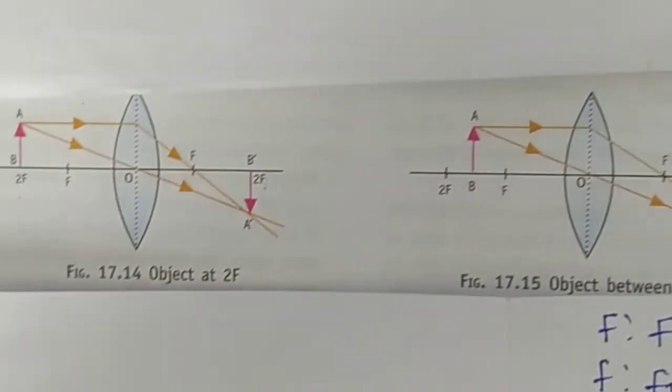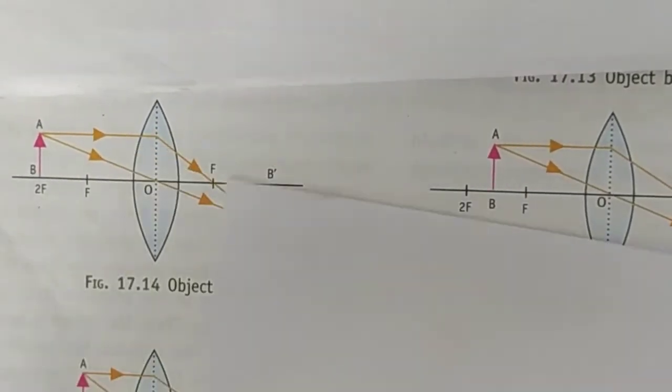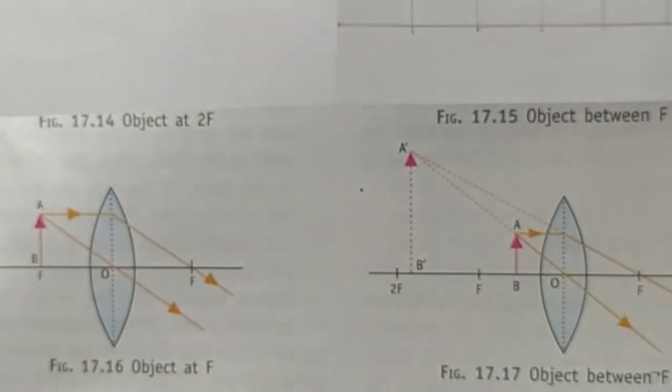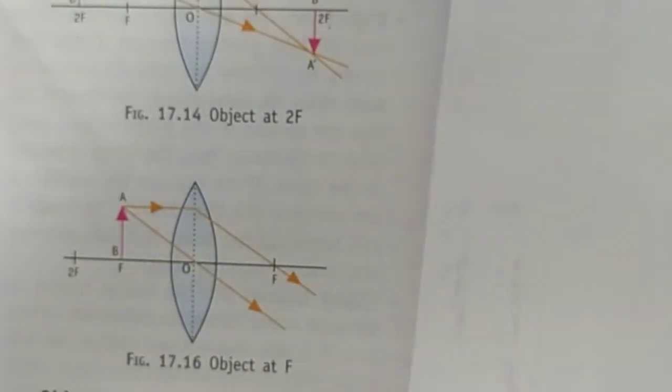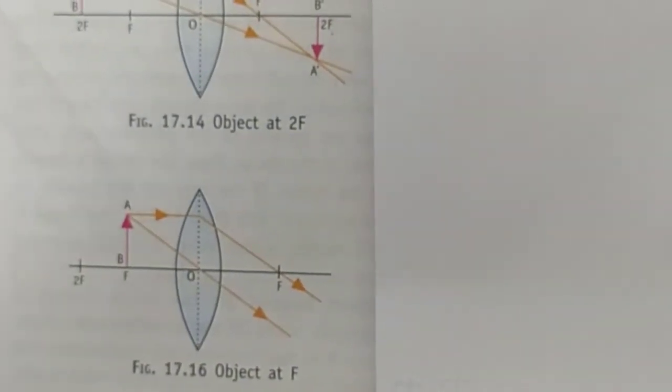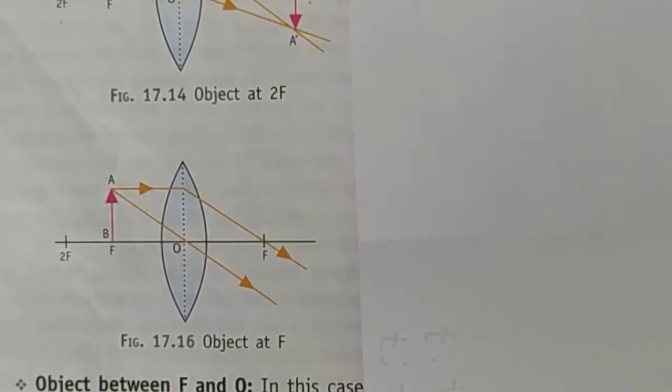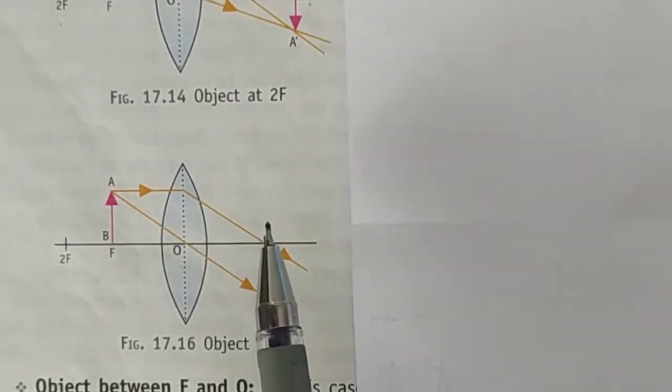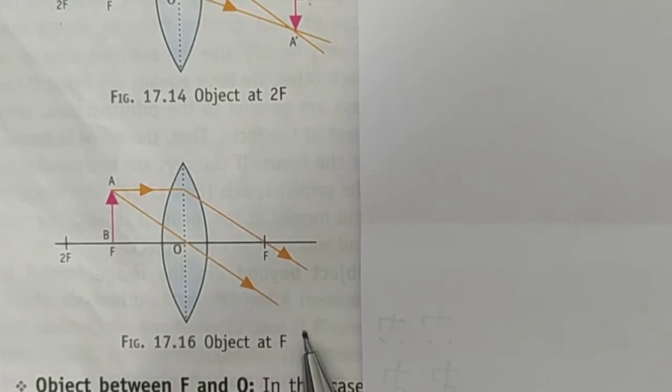Coming to the next situation. The next situation is where we are keeping the object at focus on the left hand side. Right? So here also we'll consider the same light rays. The light ray which is parallel to the principal axis passes through the focus. The light ray which is passing through the optical center comes out without any deviation.